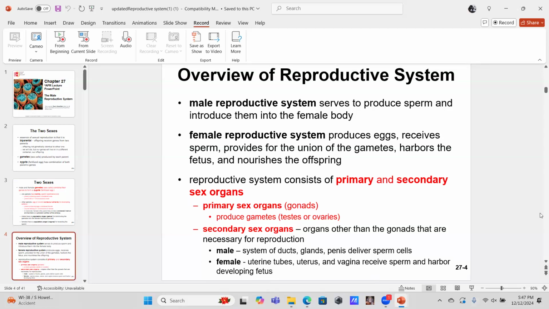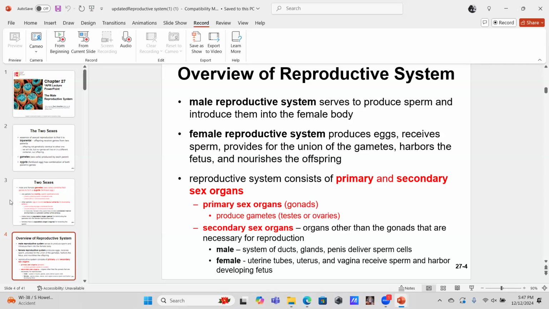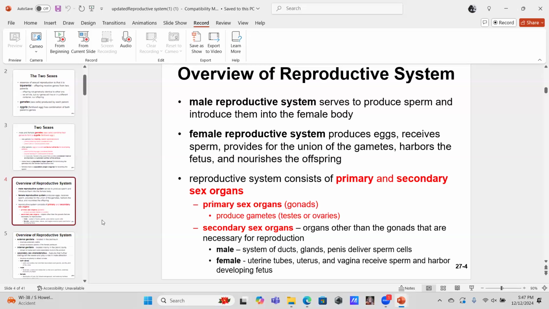All right. Now, as we go through this, know the difference between primary and secondary sex organs. Primary are either ovaries and testes. The rest are all secondary. The series of ducts, in any ways and means to deliver sperm cells or anything like that, or any kind of canals that allows you to introduce sperm cells.